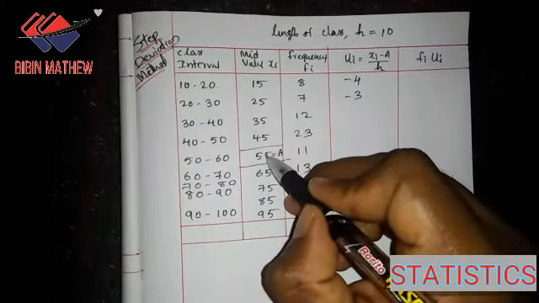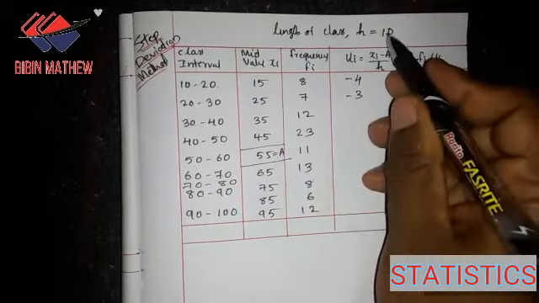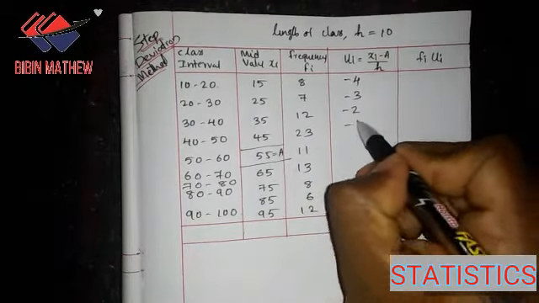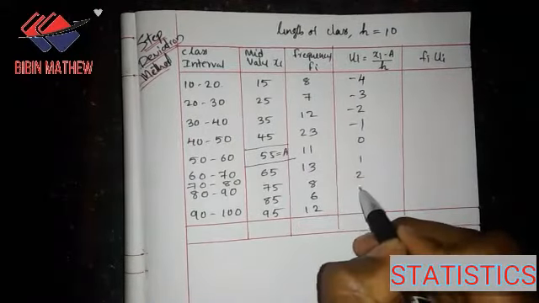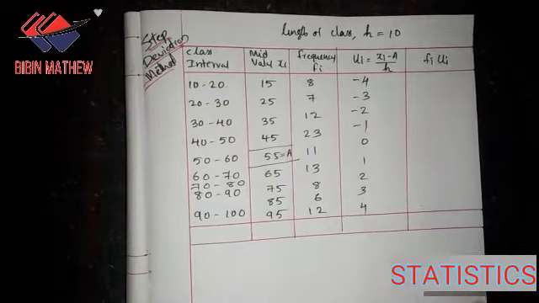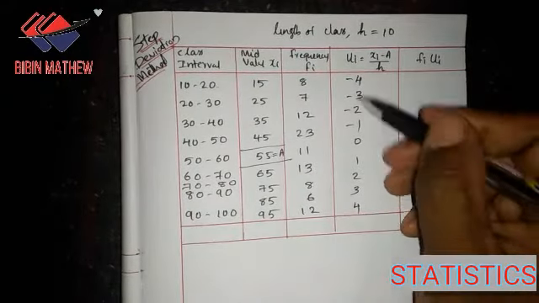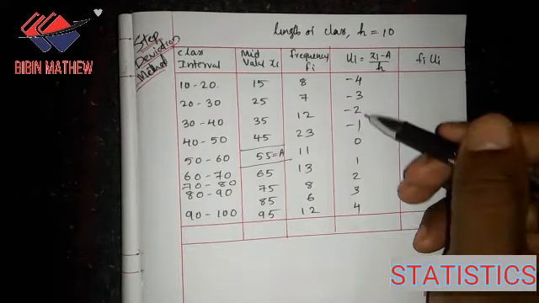Then 35 minus 55 is minus 20. Minus 20 by 10 is minus 2. Like that, minus 1, here 0. Here again 1, 2, 3, 4. You will get accordingly. That's why I told you, if you could find 1 or 2, all the others you can find by yourself. You can find it very fast.